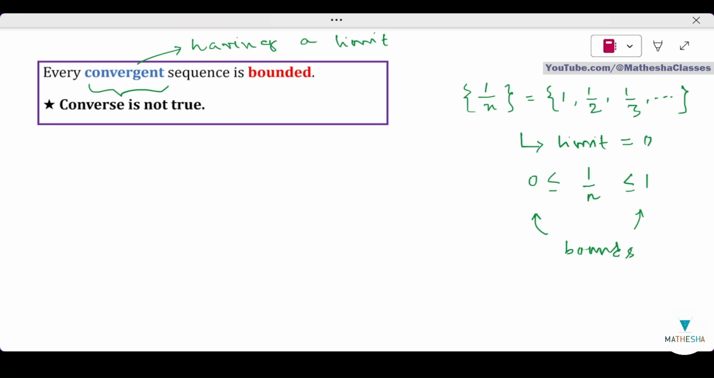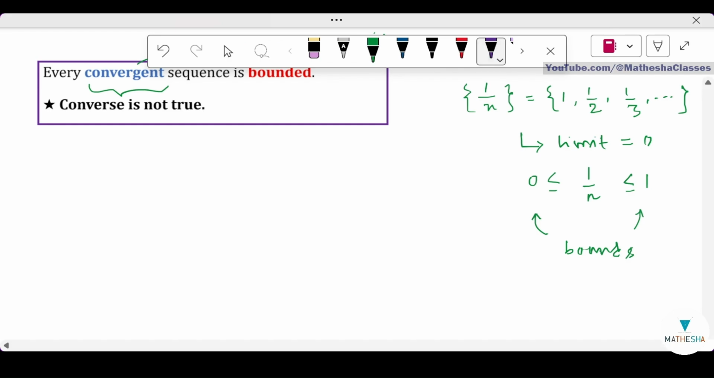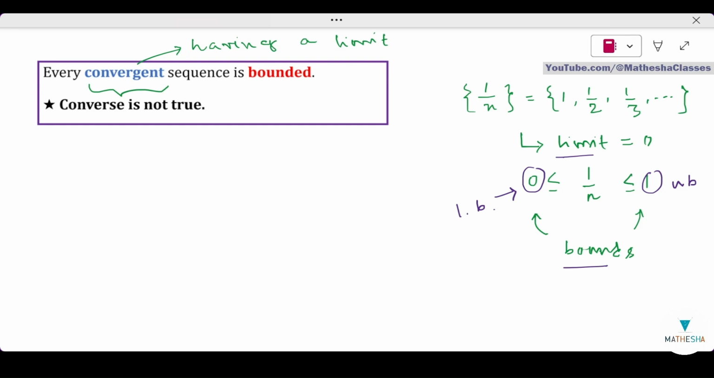Bounds of the sequence. 0 is the lower bound and 1 is the upper bound. Now this particular phenomenon, that whenever a sequence has a limit, this sequence is bounded as well, is true for any convergent sequence.